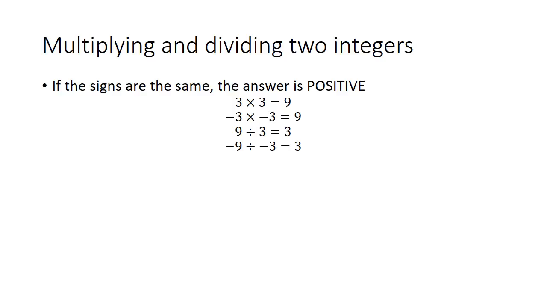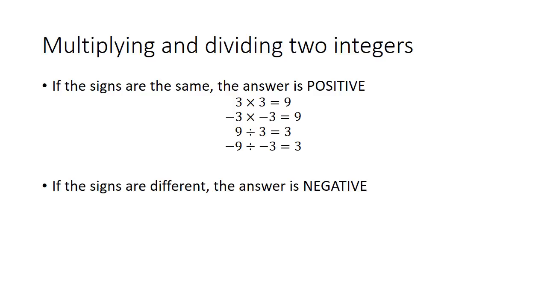So first thing you need to know is that when you're multiplying, if the signs are the same, the answer is going to be positive. If they are both positives, you're going to get a positive answer. If they are both negatives, you're going to get a positive answer. That's for multiplying and for dividing. So remember, in math, two negatives definitely make a positive. So example is 3 times 3 is 9, but also negative 3 times negative 3 is 9. It's a positive answer. 9 divided by 3 is 3. Negative 9 divided by negative 3 is also 3.